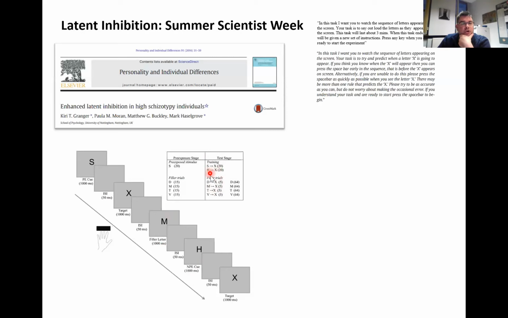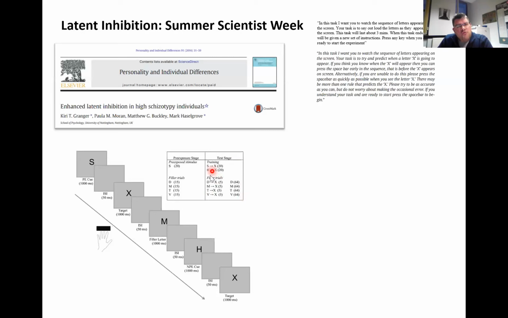So we had trials in which letter S preceded letter X 20 times, and we had trials in which letter H preceded letter X 20 times. So here we have trials with the pre-exposed stimulus predicting X, and we have trials in which a novel letter H is preceding letter X. And these are all embedded within lots and lots of filler trials, so lots of exposures to these filler stimuli D, M, T, and V, which are also present during pre-exposure.